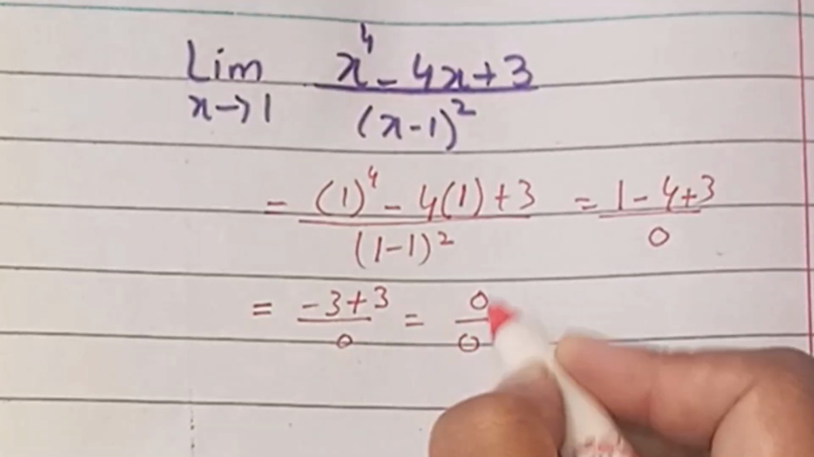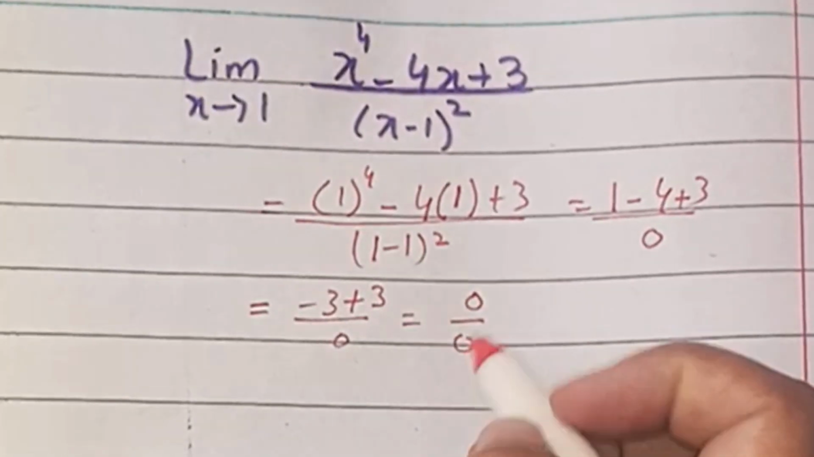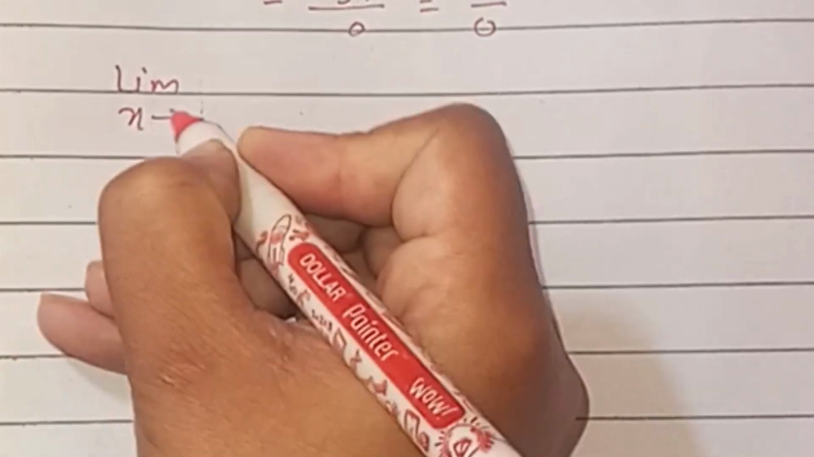So 0 over 0. So we have a 0 over 0 form. So this implies this method is not valid. So we find the limit of this function with another method.